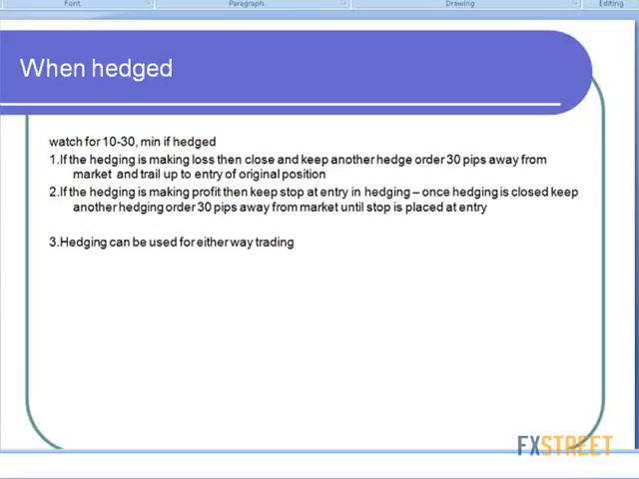That's about hedging, but on the US trading platform, the hedging facility is not available. So if you have questions and you would like to know the answers, I'm willing to answer those questions.